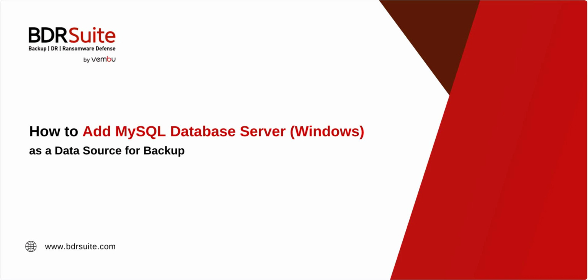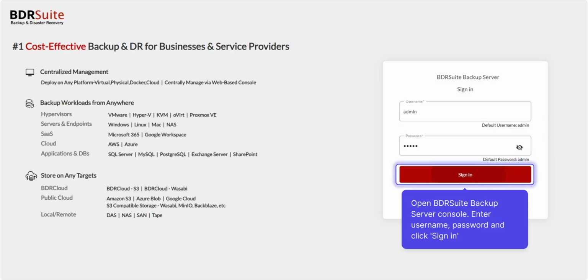In this BDRSuite How-to Series video, I'll show you how to add a MySQL server running on Windows as a data source for backup. Let's get started. First, open the BDRSuite Backup Server console. The video link in the description provides details on installing and setting up the backup server. Enter username, password, and click Sign In.